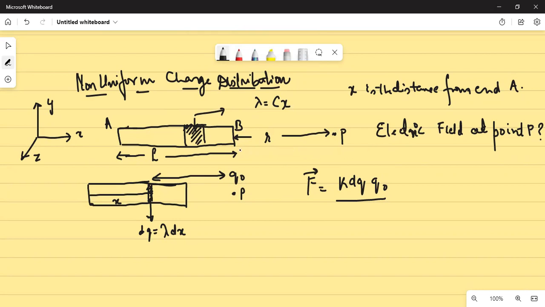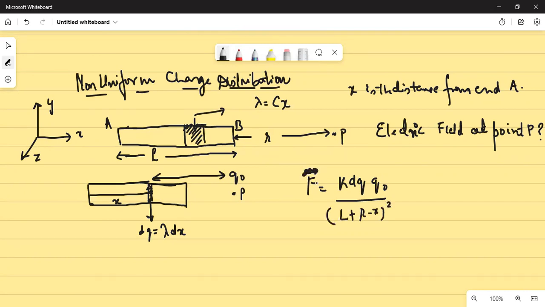From A it is L plus R, but now for this element I have this distance x, so what I would do is L plus R minus x. So this will give me this distance. Is that clear? So this will be (L plus R minus x) whole square. Any problem till now?